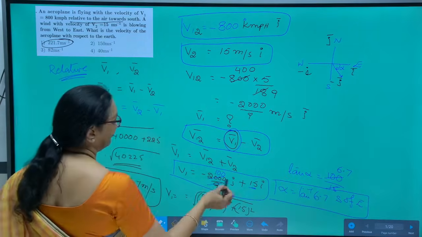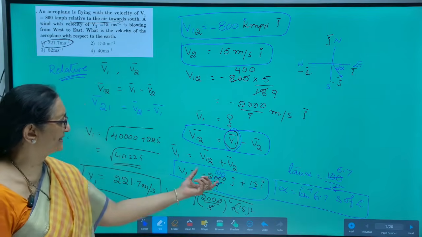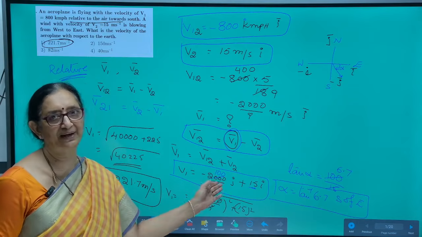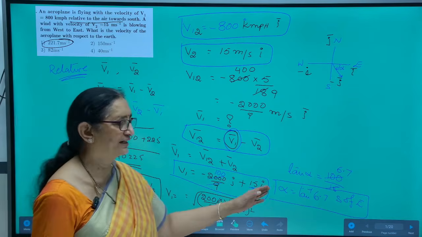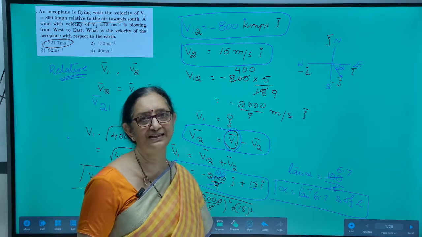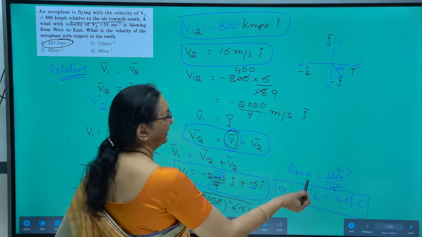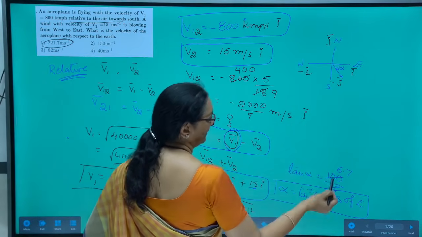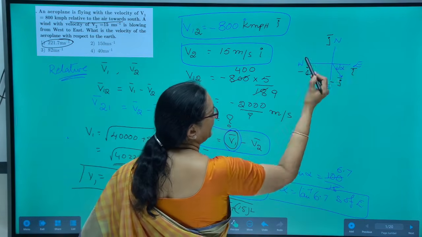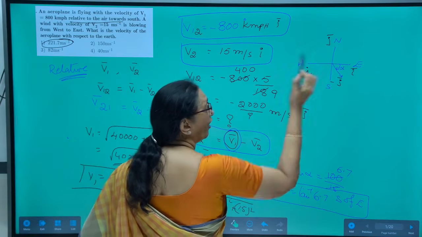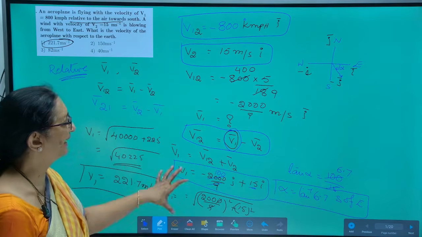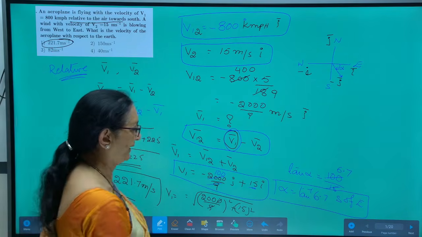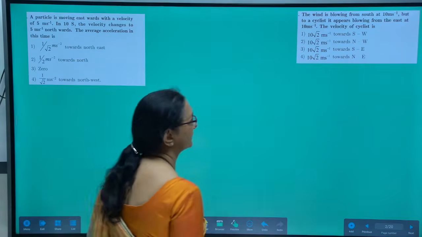Once we have written this in vector form, the magnitude is root of ax square plus ay square. The direction is alpha equal to tan inverse ay by ax. Here as it is south, this is east. So we mentioned this as tan inverse 6.7 south of east. So we could find the magnitude and direction of the absolute velocity of the aeroplane. That is our first problem.